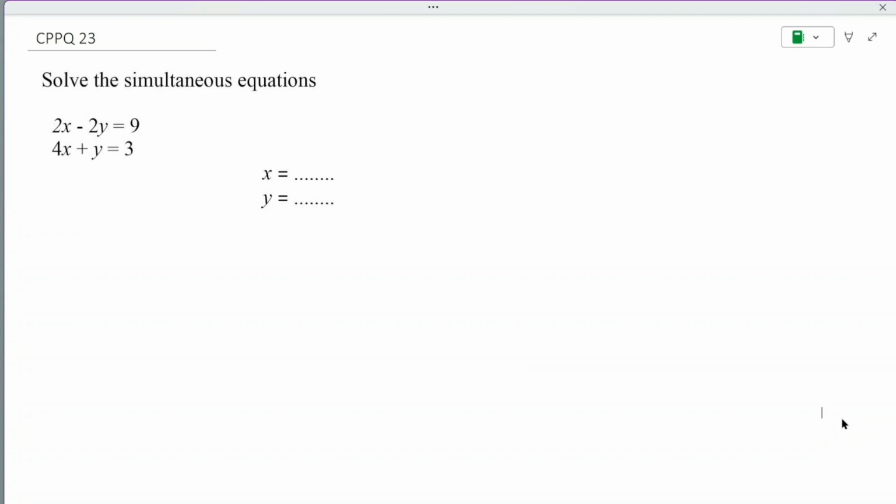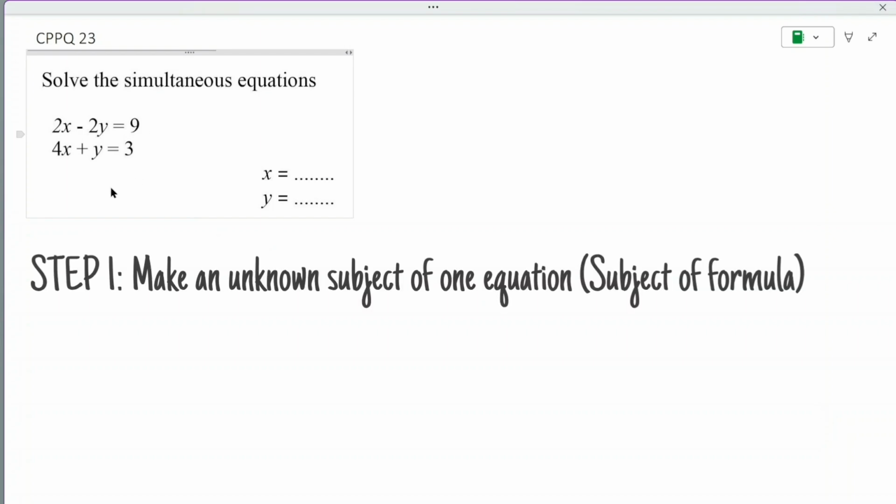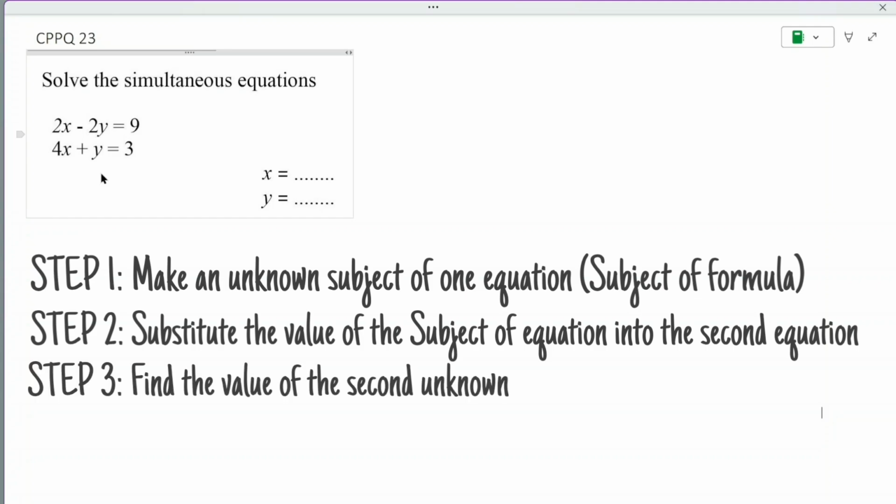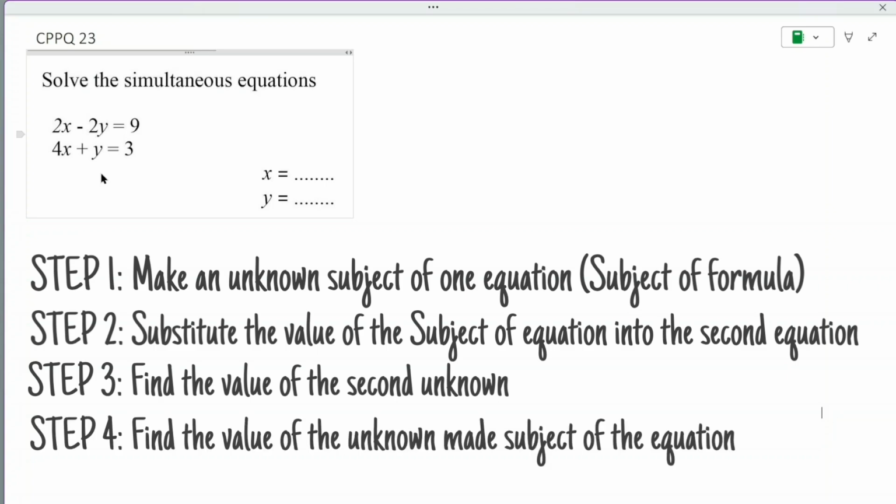The first step is to pick any of the equations and make one unknown the subject of the equation. After this, the second step is that you insert the value of the unknown you made the subject of the equation into the second equation. The third step is that you now find the other unknown. And the fourth step is to use the numeric value of that found unknown to find the unknown you made the subject of the equation. Those are the 4 steps. You will understand it better when we start solving.